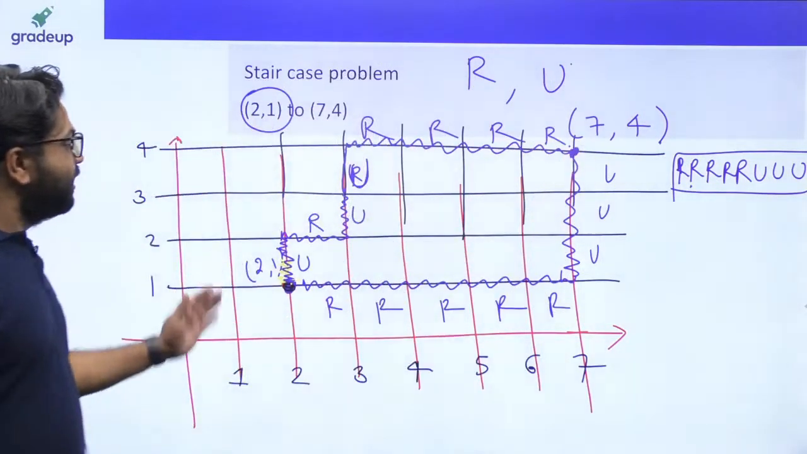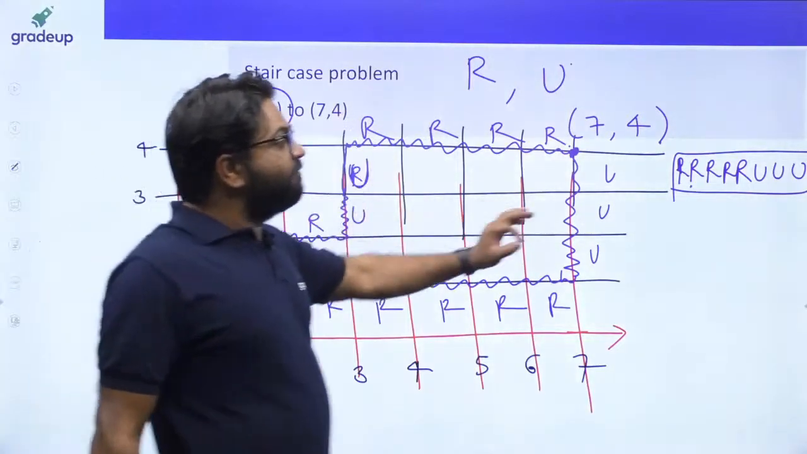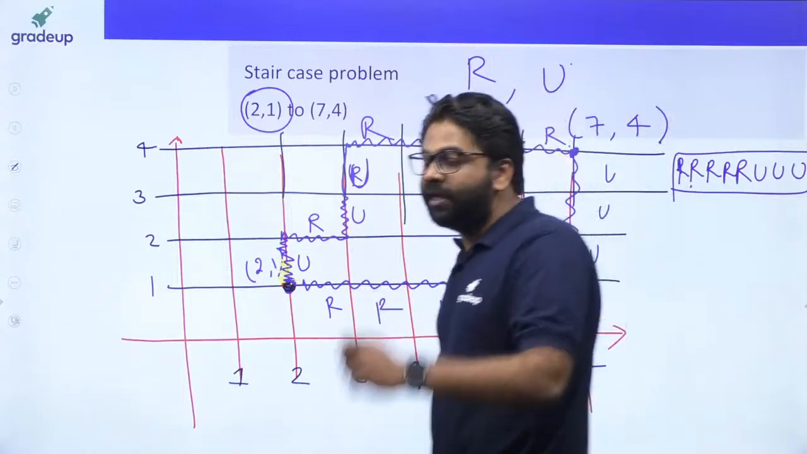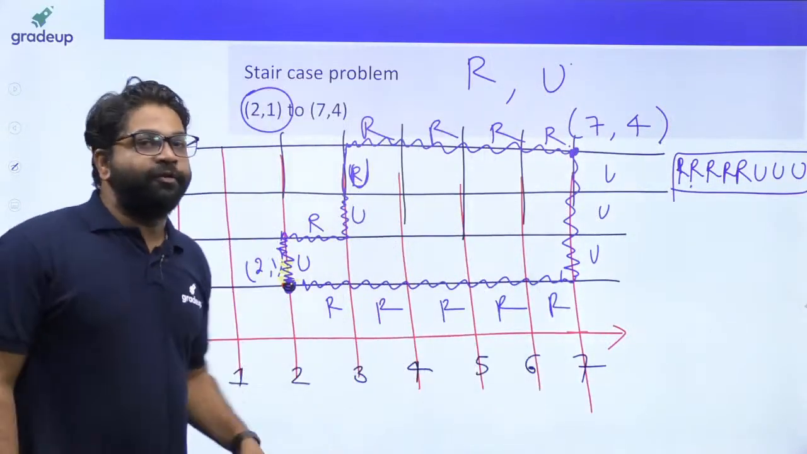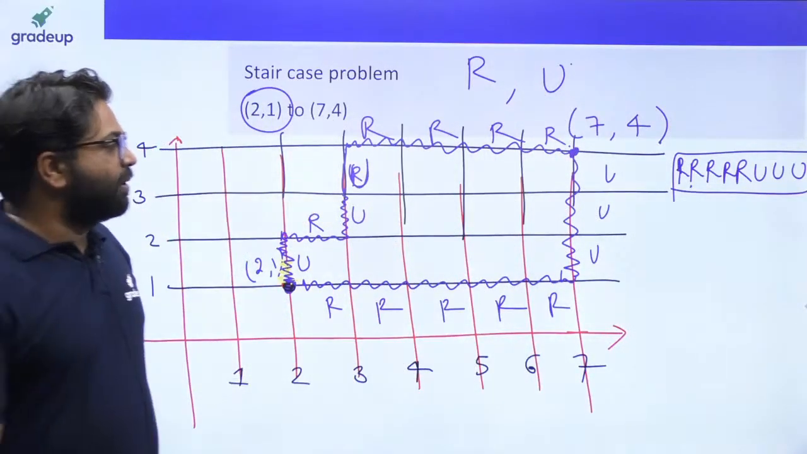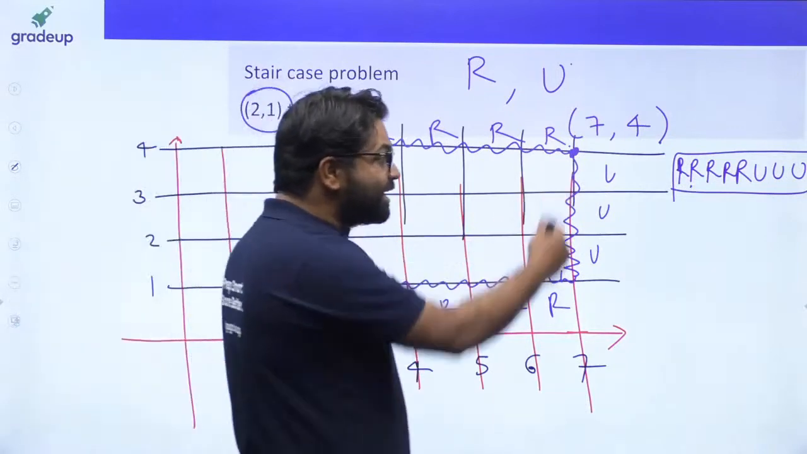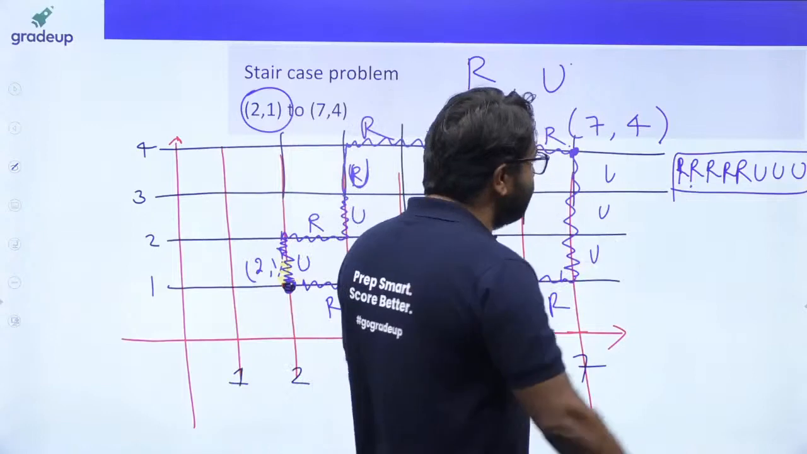So in this manner, the number of ways to arrange these letters is basically defining how many ways the robot can go from (2, 1) to (7, 4). So how many ways can we do it? We have already seen it, right? There is a repetition, we can say repeated values over here.